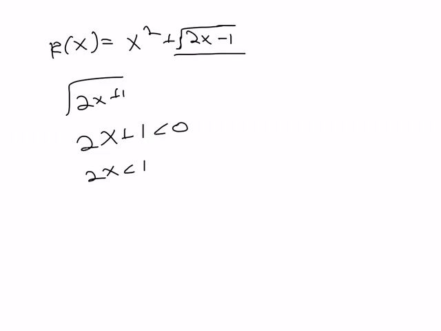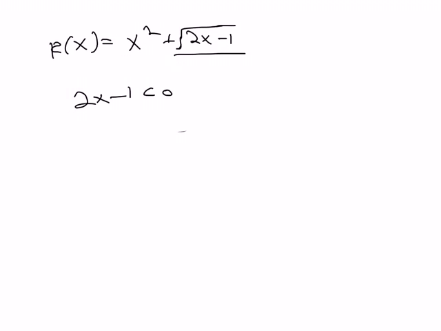Sorry, this is a negative. Okay, I'll redo it. So you don't want 2x minus 1 to be less than 0, or you don't want 2x to be less than 1, or you don't want x to be less than a half. So the domain is all x's such that x is greater than a half.